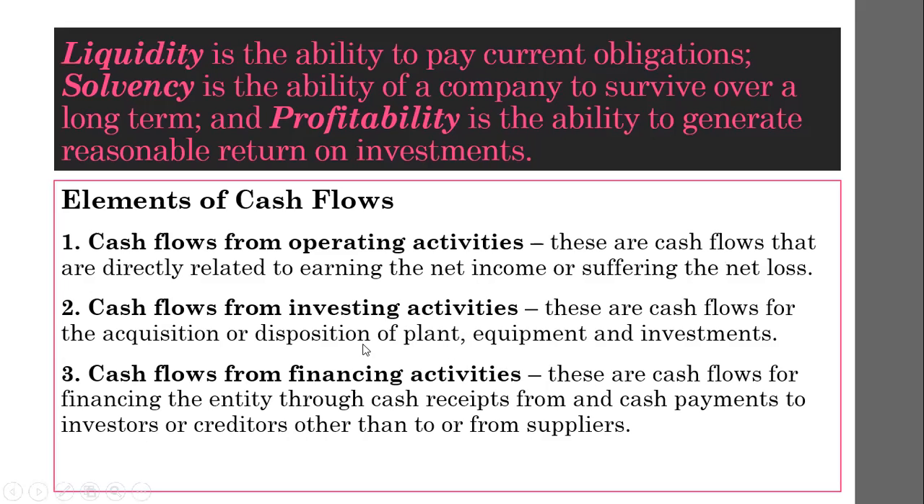Okay? Next, cash flows from financing activities. These are cash flows for financing the entity through cash receipts from and cash payments to investors or creditors other than to or from suppliers. From the word financing, the cash is used to pay our different investors, if any, and creditors, our suppliers, right? Our different purchases. So this is under financing activities. Okay? I hope we're clear on that. We will study this further, and you will understand it better in our next slides.